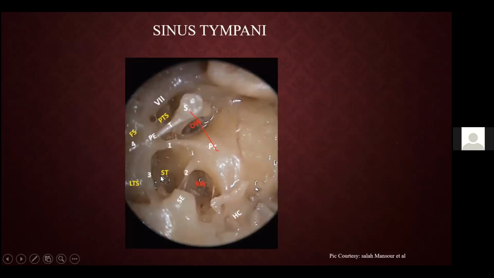The sinus tympani is an important space for residual disease. It is limited superiorly by the ponticulus and inferiorly by the subiculum. This is the ponticulus, and this is the subiculum. It is limited medially by the posterior semicircular canal and the vestibule, and laterally by the pyramidal eminence, and it harbors disease which can lead to recurrences in future.